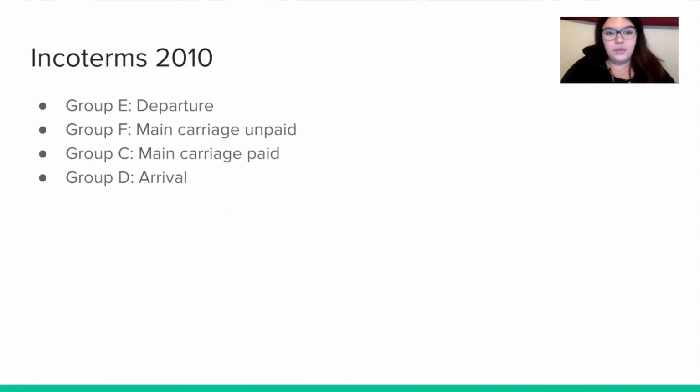And then there's Group C, which is main carriage paid, and that is when the seller contracts for carriage of goods but does not assume the risk of loss after shipment. And that includes CPT, CIP, and CFR, and CIF. And the last group is Group D, which is arrival. The seller is responsible for all costs and risks required to deliver the goods to the destination, and that includes DAT, DAP, and DDP.